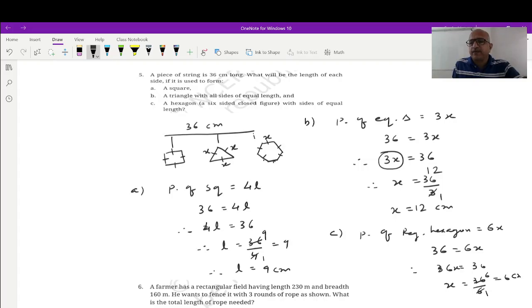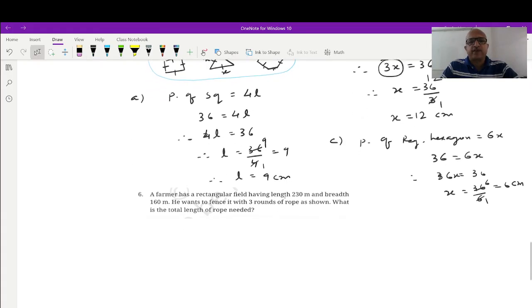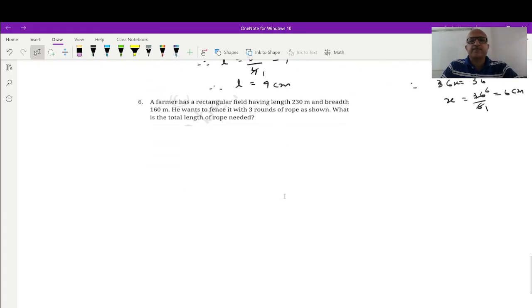Don't forget to write unit. I hope this is clear. So the main thing is to understand that the perimeter of each shape will be 36, because this much length of wire, or the string, is utilized. Keep revising the same content, view and watch again and again to understand.